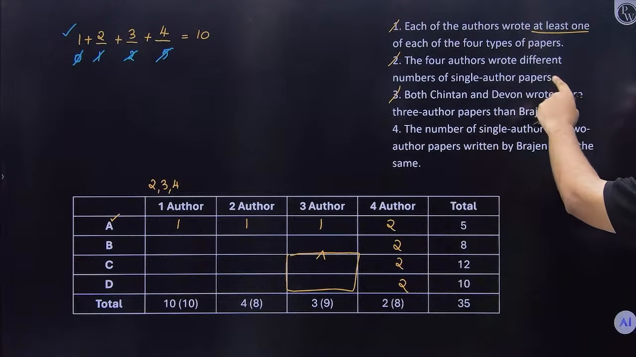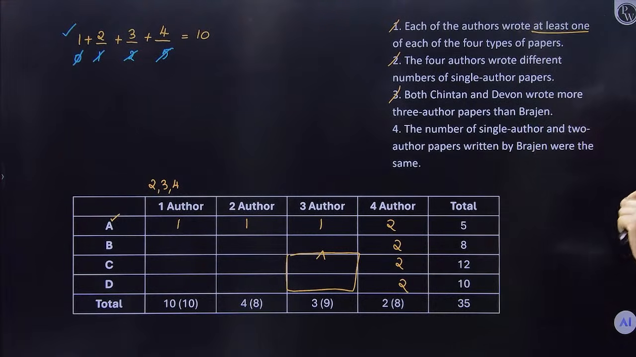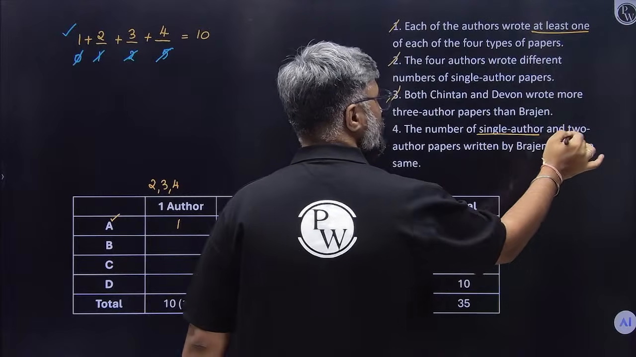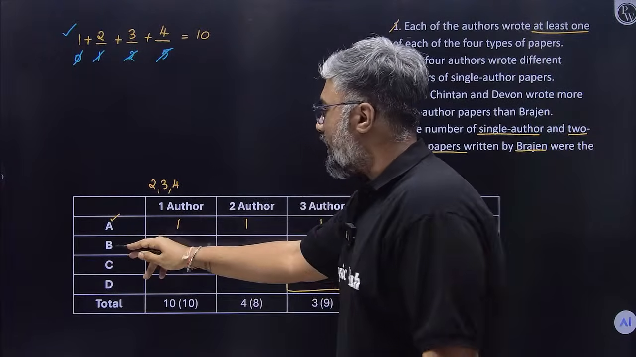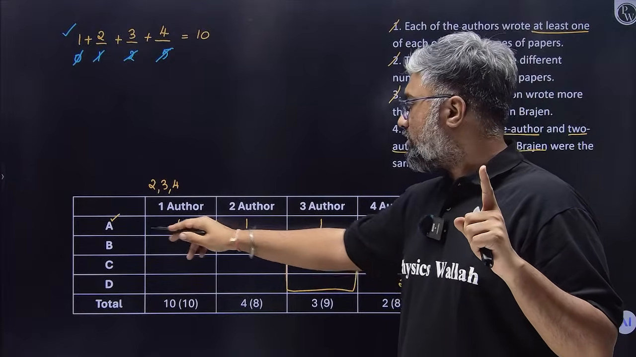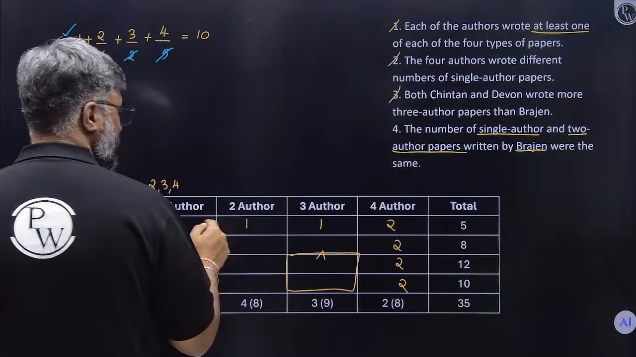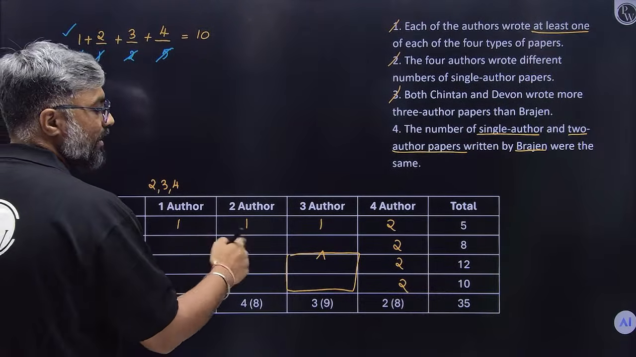The number of single author and 2 author papers written by Brahan were the same. Nice. The number of single author and 2 author papers written by Brahan were the same. So they are saying these 2 values are equal. These 2 values are equal. Both of these should be equal. Yes.